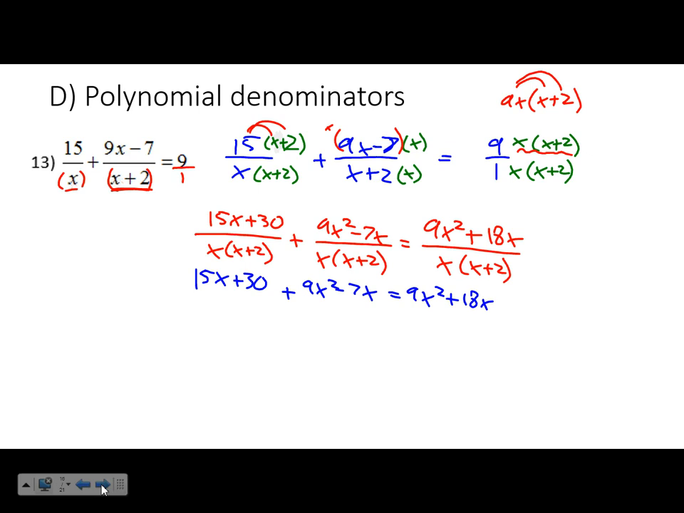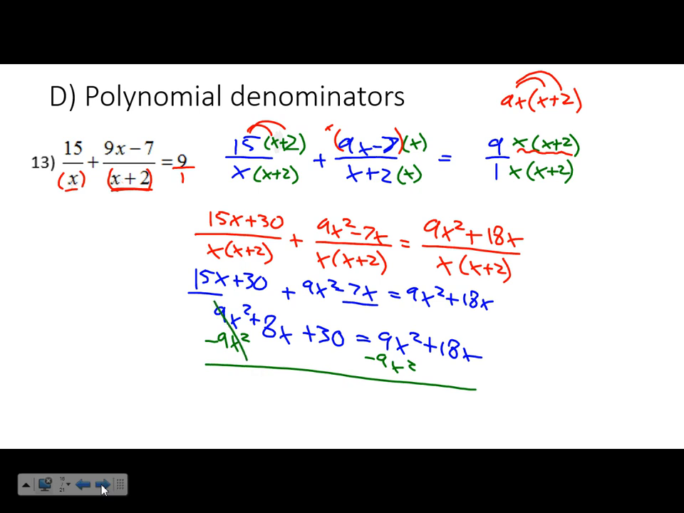So put all our like terms together. I have a 15x and a negative 7x, so that's 8x. I have this 9x squared, I could have put that first, doesn't really matter. Then 30 is the only other thing on this side. And then we kind of lucked out a little bit on this one, because I'm going to subtract 9x squared from this side and from this side, and they both cancel. We don't have any x squareds left. So we have 8x plus 30 is equal to 18x.